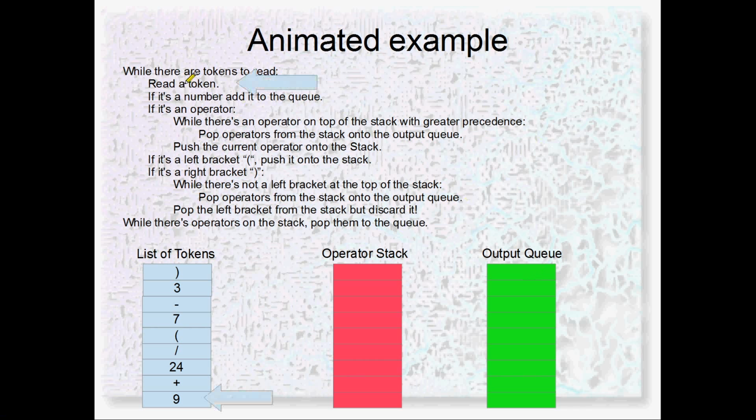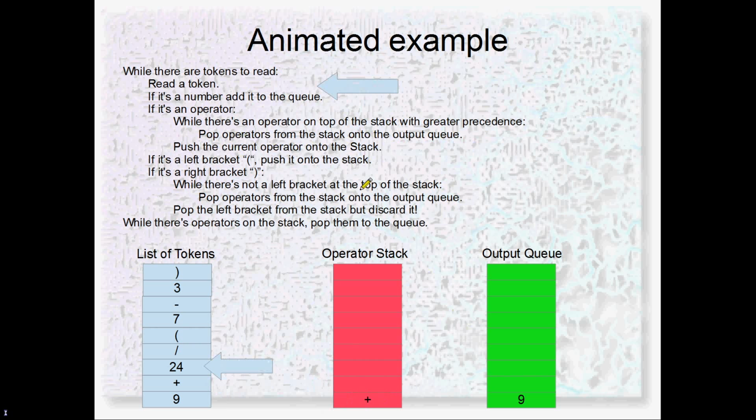Okay, let's get started. So, the first thing that we do, while there are tokens to read, we read a token. We read this 9 down here. If it's a number, add it to the queue. So there it is. We put it on the queue, easy as that. Then we read another token. If it's an operator, and it is, it's the addition operator, then while there's an operator on top of the stack with a greater precedence, we have to pop the operators off the stack. But the stack is empty at the moment, so there's no operators with greater precedence, so we can proceed to the next line, which is just push the operator to the stack.